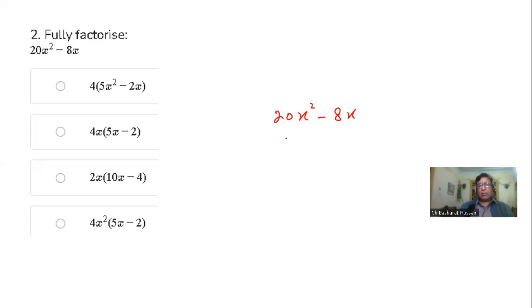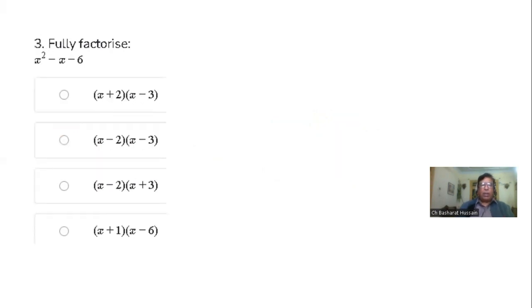8x. So what is common over here? You can factorize: 4 times 5 is 20, x into x minus 4 times 2x. So here 4 is common, and also x is common. So 4x is a common factor. So what is left? 5x minus 2. So check it: 4x, 5x minus 2. So this is our correct answer. Okay.